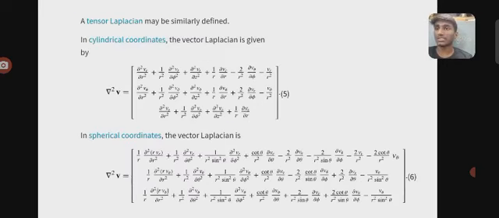And coming to the tensor Laplacian, it may be similarly defined. In cylindrical coordinates the vector Laplacian is given by del squared of V, where each term is represented in cylindrical form. And coming to the spherical coordinates, we use the polar form to get the Laplacian form of a vector field.